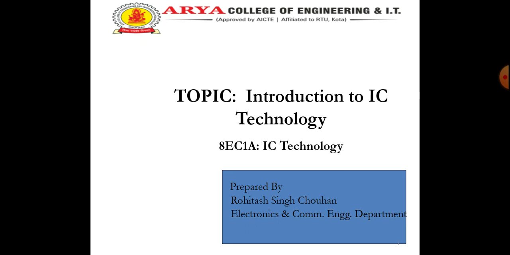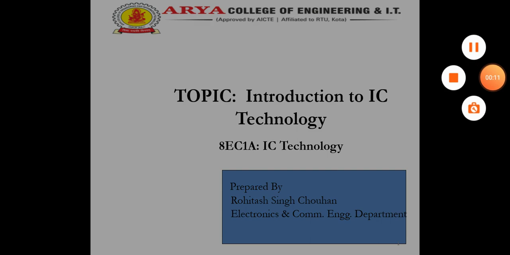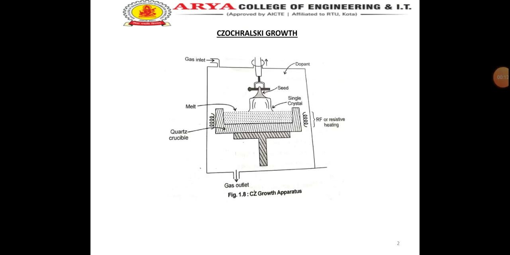In this topic, we have our next slide. Czochralski growth is the topic. Now, Czochralski growth, or simply CZ growth, involves a phase change from the solid, liquid or gas phase to crystalline solid phase. Molten Si is contained in a crucible which is heated using resistive heating.